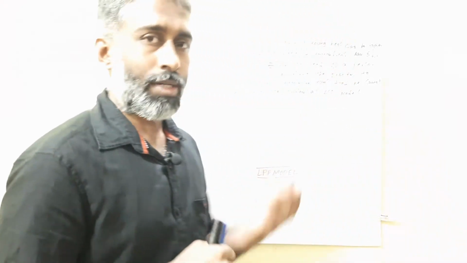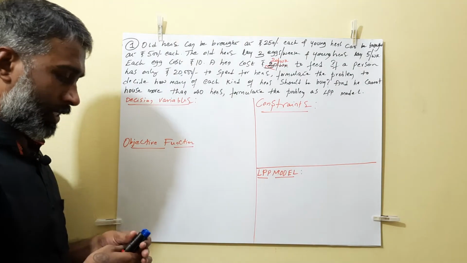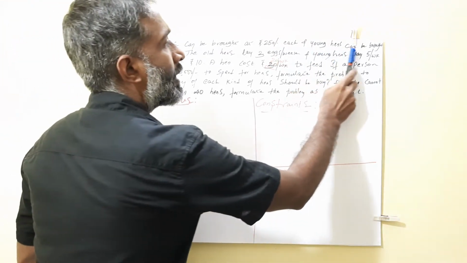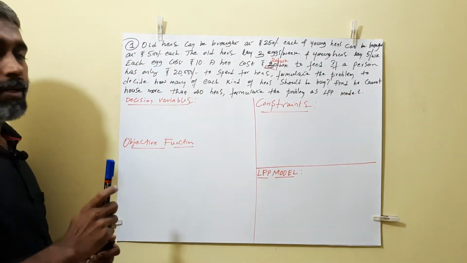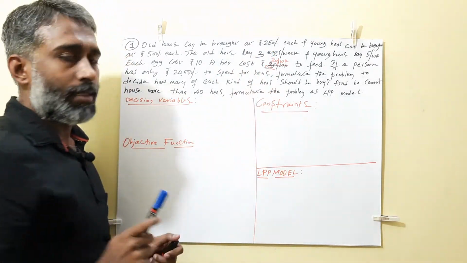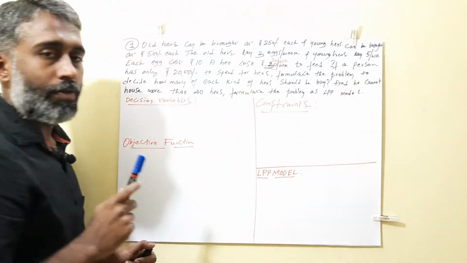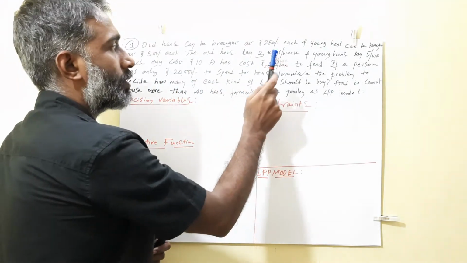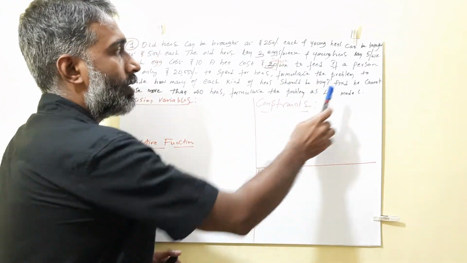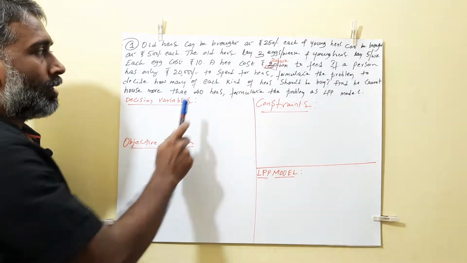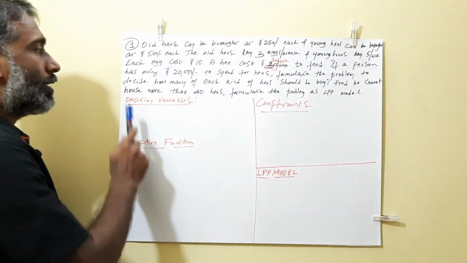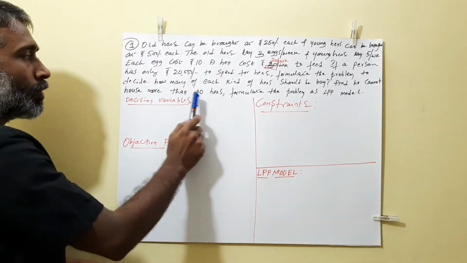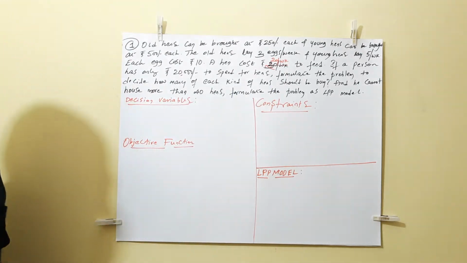So let's have a look into the problem. The problem statement reads: old hens can be bought at rupees 250 each and young hens can be bought at rupees 500 each. The old hens lay 3 eggs per week and young hens lay 5 per week. Each egg costs rupees 10 and a hen costs rupees 20 per week to feed. If a person has only 20,000 to spend for hens, formulate the problem to decide how many of each kind of hens should be bought, and you cannot house more than 40 hens. Formulate the problem as an LPP model.